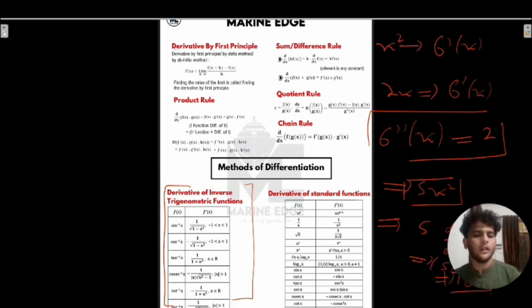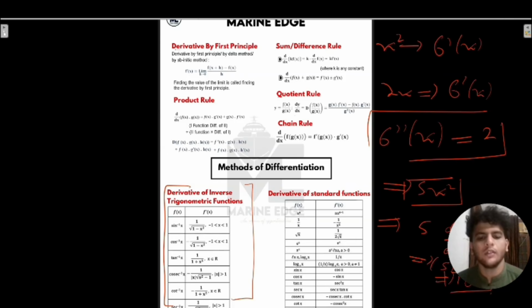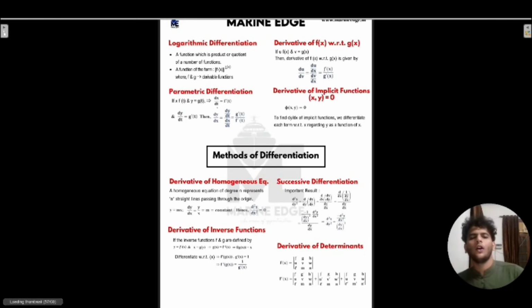Cos inverse x is equal to 1 upon under root 1 minus x square, and tan inverse x is equal to 1 upon 1 plus x square. Yes, so this is how you can take the derivative of most of these functions. I think most of these things are actually clear to you guys. They don't need much explanation.